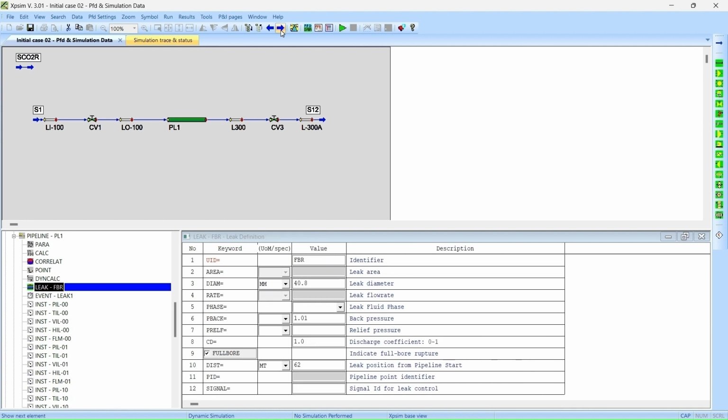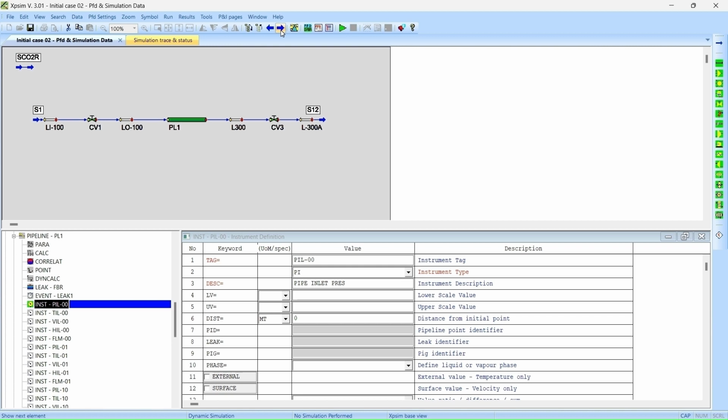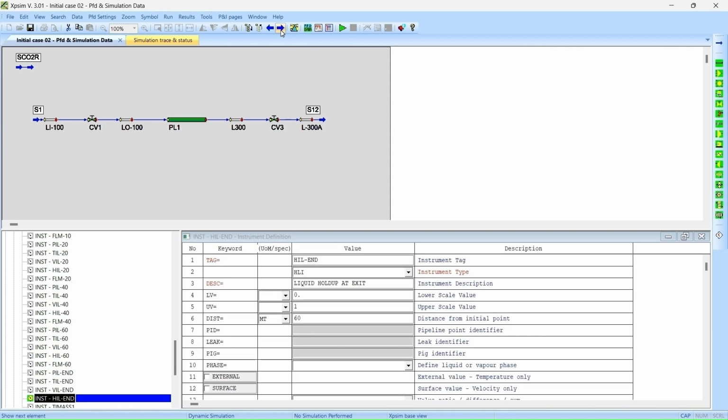Full-bore rupture event is defined as a leak at the time of 1 second of the duration of 2 milliseconds. Instruments to get pressure, temperature, velocity, liquid holdup fraction, and flow pattern are defined at some pipe positions. The total mass, liquid mass, and vapor mass are also measured.